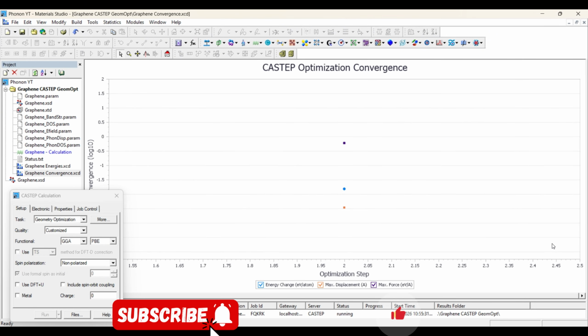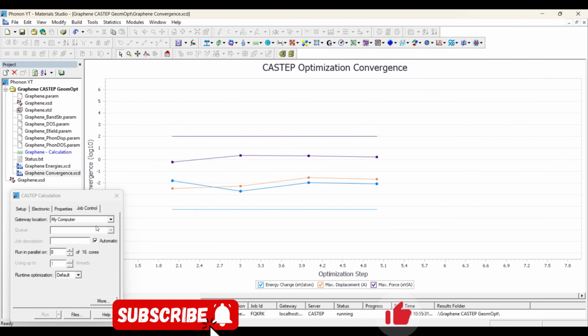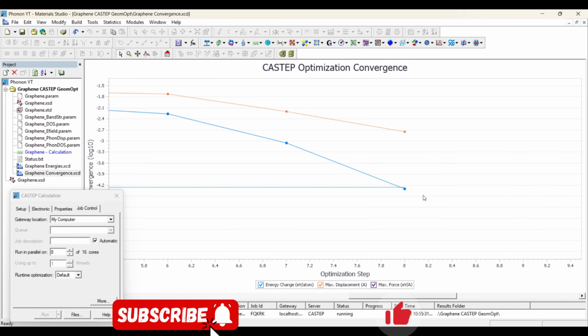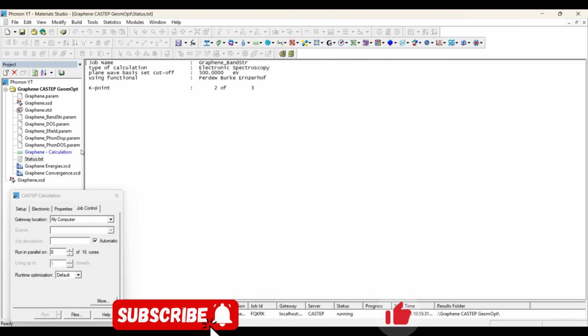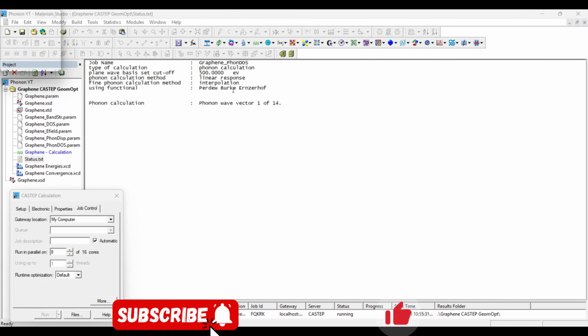So first the geometry optimization and then the Phonon calculation. You can see the geometry optimization has already converged. Go to status. Now you can see the band structure is running. The DOS calculations are now running, so these are the Phonon calculations. There are 14 wave vectors that should be completed, so it will take a lot of time.